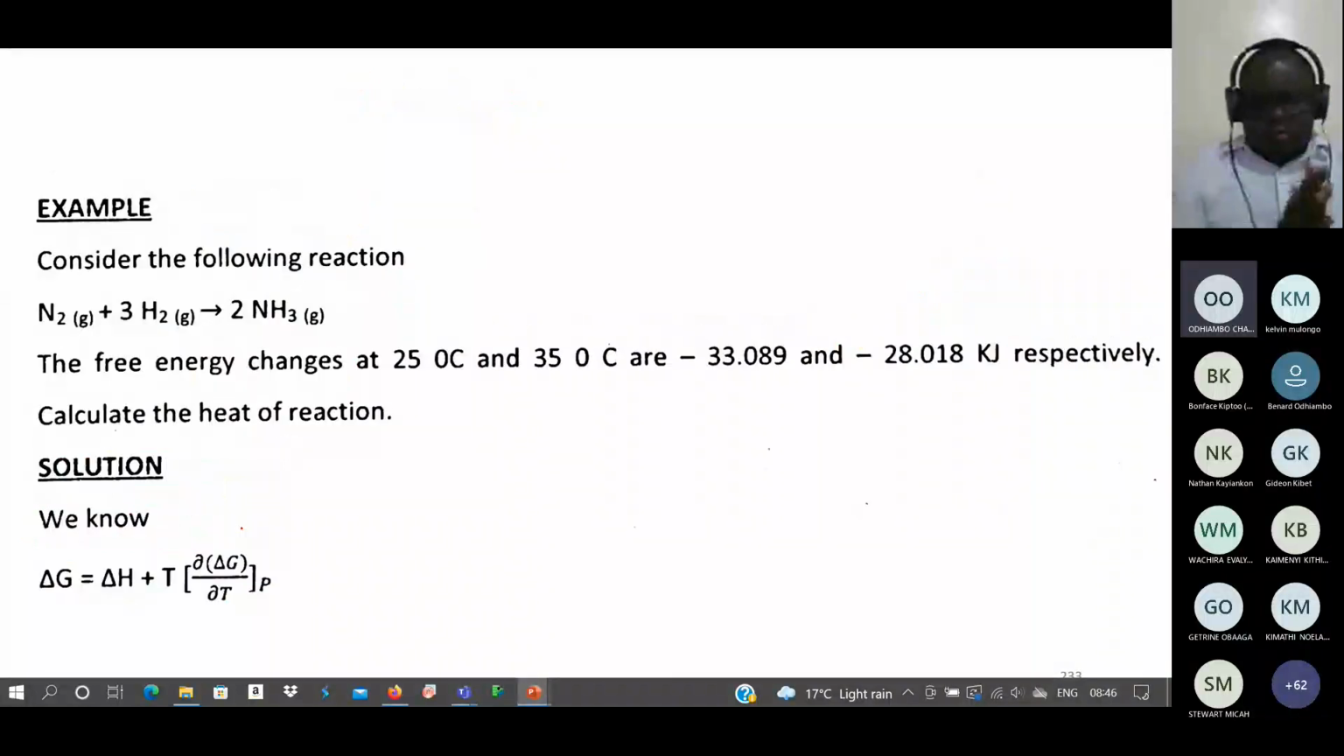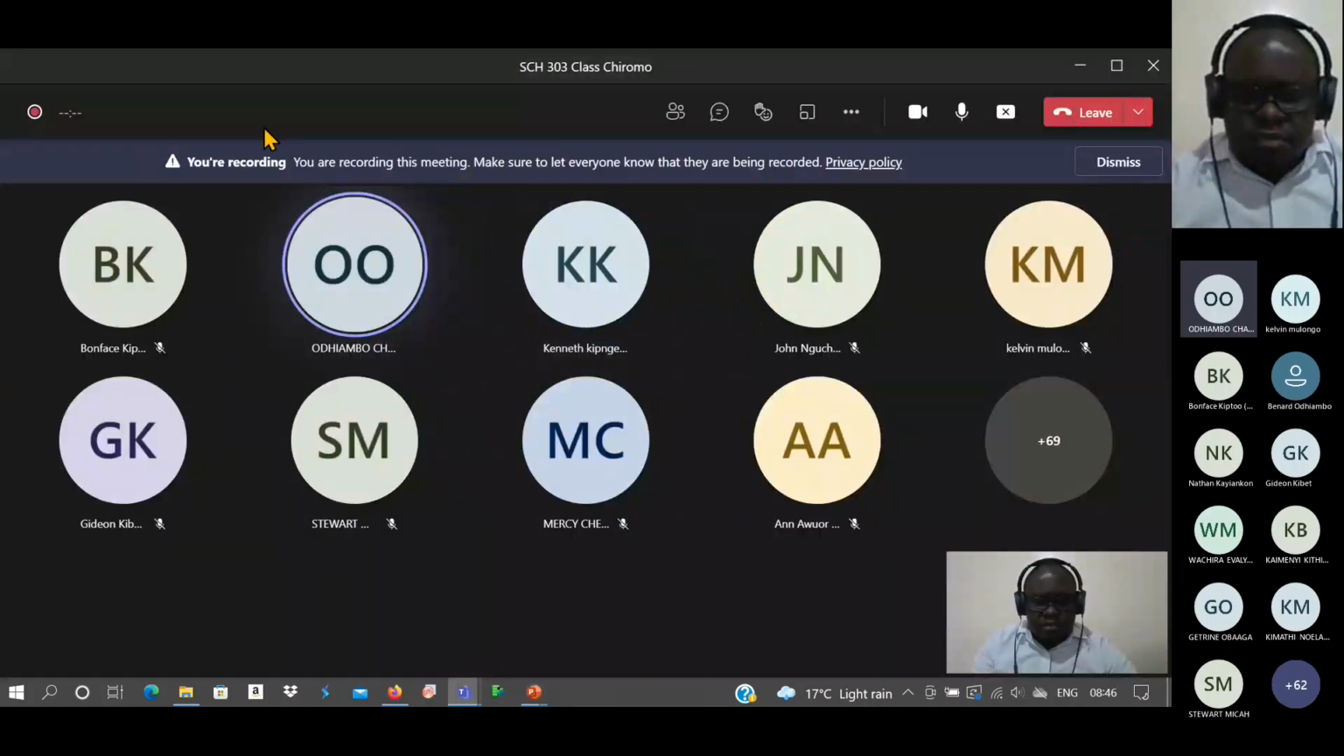Another example. Consider the following reaction. I hope this one is clear. That one was clear. This is a reaction for nitrogen and hydrogen to give us ammonia. The free energy... I'm having some background noises. I don't know what's up.